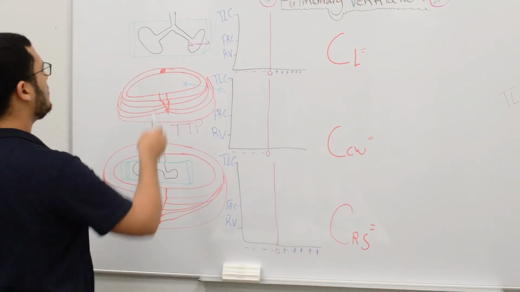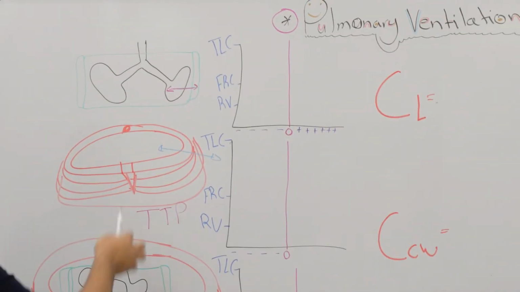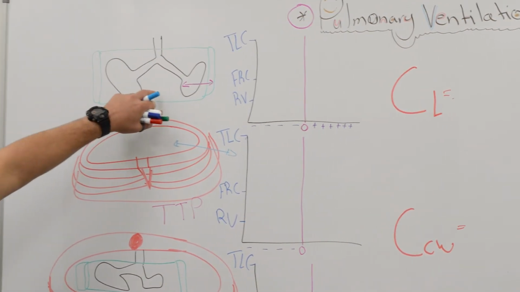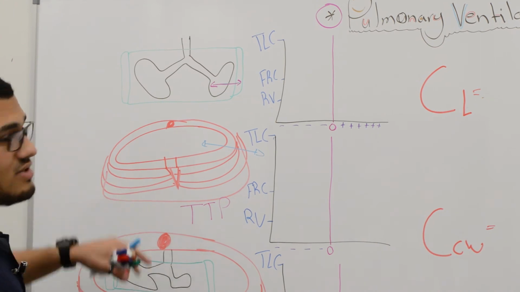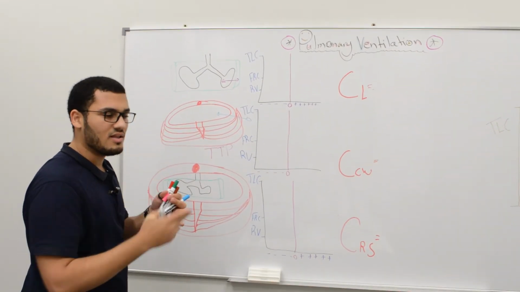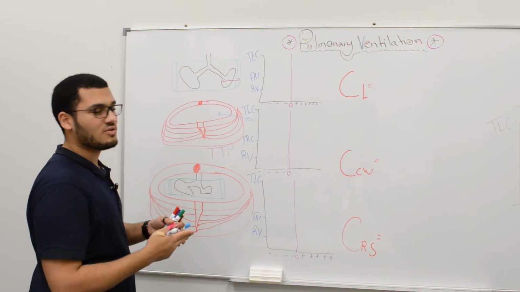Here you can see we have the lung alone, the chest wall, and the chest wall plus the lung. As you know, the lung itself has its own compliance, because I talked before that we have 3 transmural pressures: intra-alveolar pressure, intra-pleural pressure, and the atmospheric pressure.